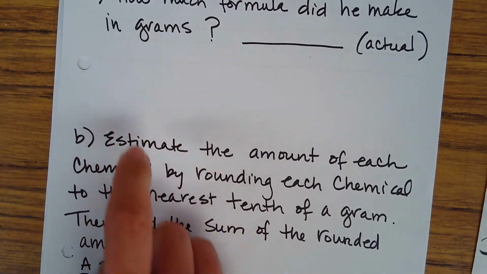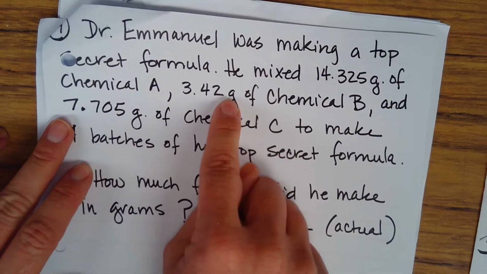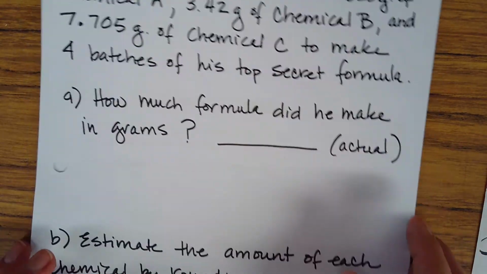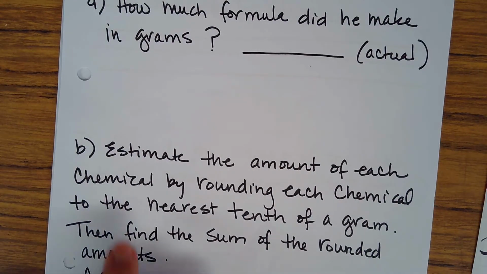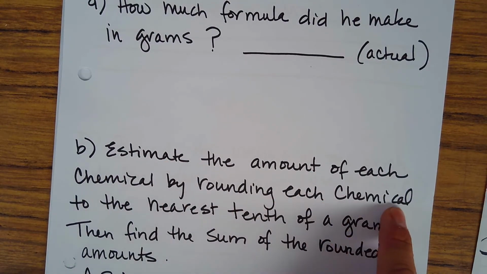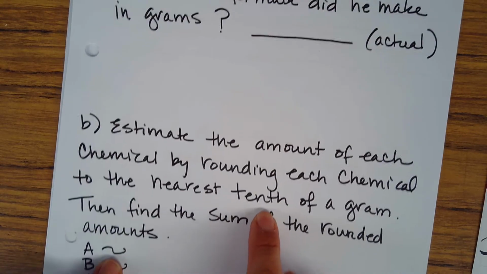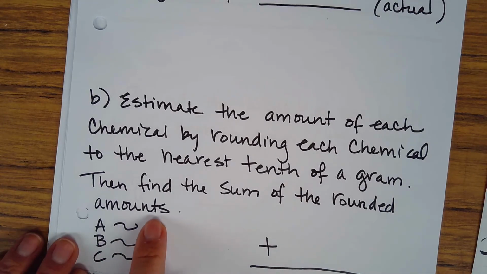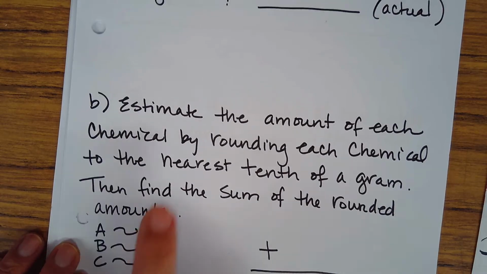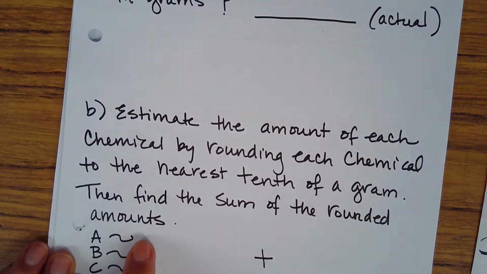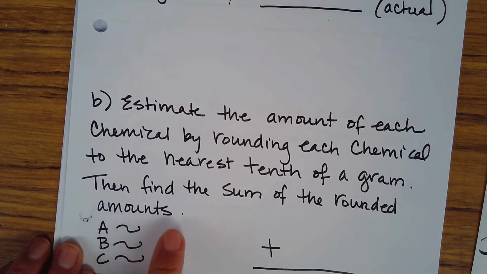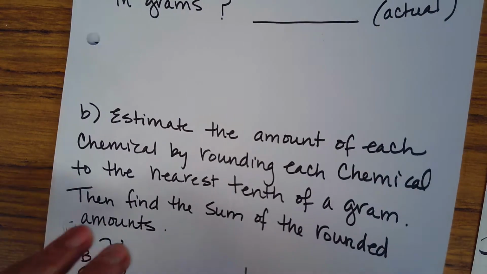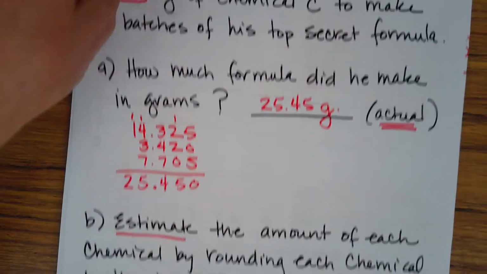Now, using the numbers from up here, A, B, and C, you have to estimate the amount of each chemical by rounding each chemical to the nearest tenth of a gram. Then find the sum of the rounded amounts. So you're going to have to put the numbers from chemical A, B, and C from up here. You're going to round it to the nearest tenth and write A is rounded to this, B is rounded to that, C is rounded to this. Then you take these numbers and add them up here. So let me show you what that looks like.